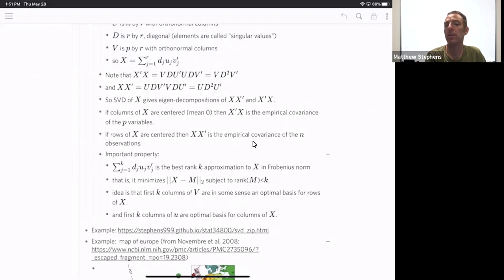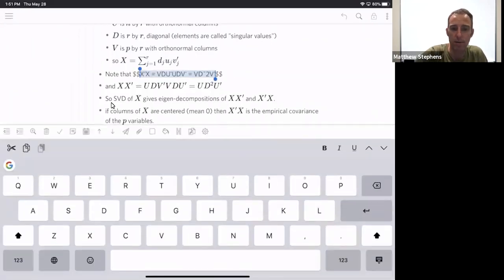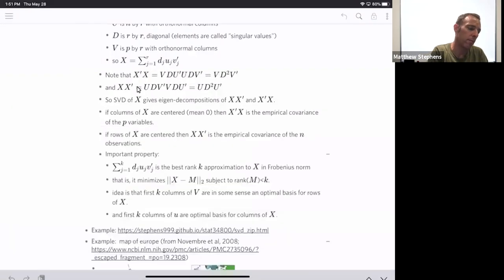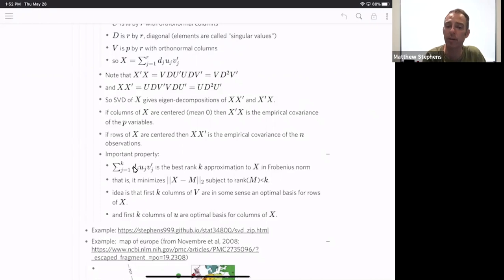So Frobenius norm means sum of squared errors. So this is a matrix here. This sum is a rank K matrix because it's a sum of K rank 1 matrices. Each Uj is a vector, Vj transpose is a vector, so this is a rank 1 matrix. And Dj is a scalar. So this is a sum of K rank 1 matrices, so it's a rank K matrix. It's the best rank K matrix in terms of matching X in Frobenius norm.